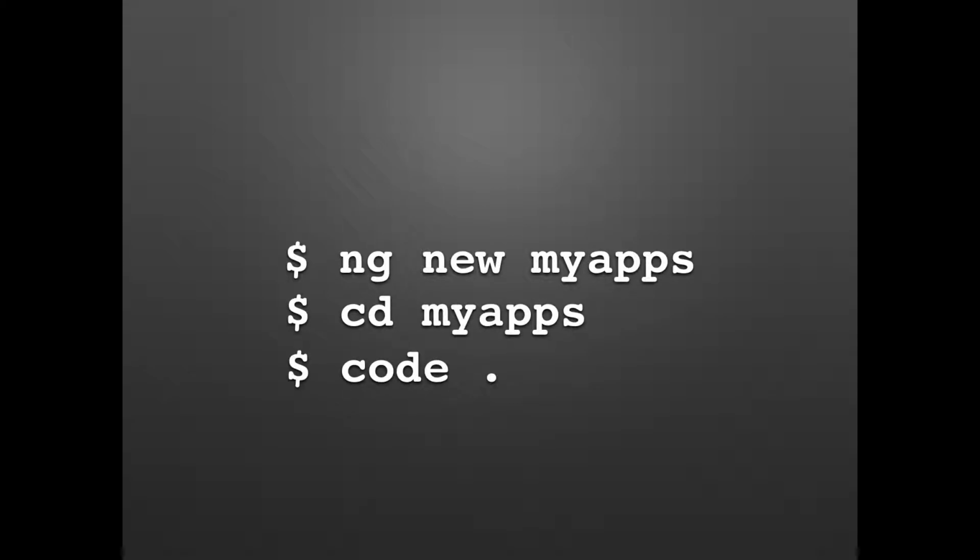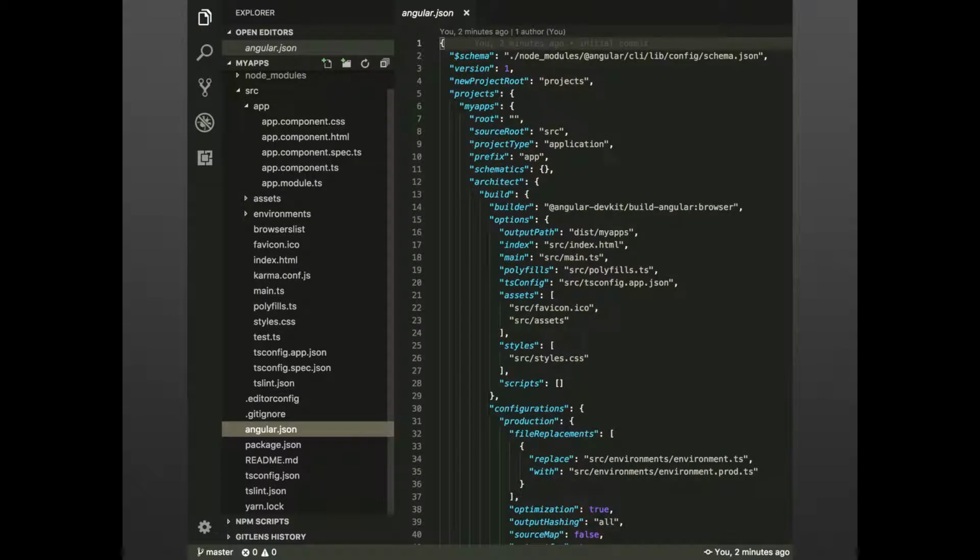ng new myapps is how we begin, then wait while it downloads and installs everything. cd myapps to change the directory, then code space dot starts your IDE. For those on the inside, and if not, why not, you can type code-insiders space dot. Or use WebStorm or Emacs, or if you want Vim, as long as you have something to edit code in.